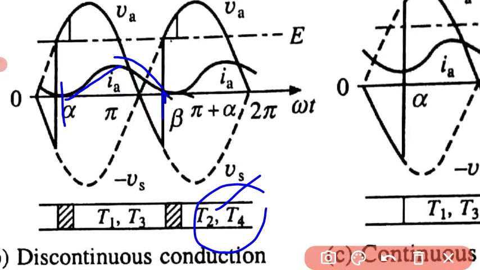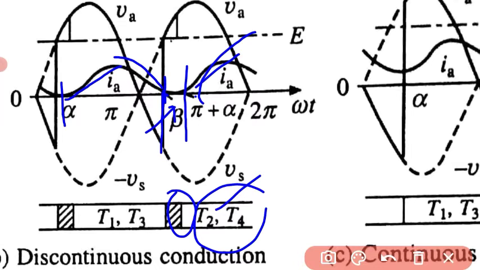Okay, and it will remain zero till this is done. You can see here, I will make a mark. If you are looking at this, the armature current is zero. Again, at any instant at this point, pi plus alpha, T2 and T4 are turned on. Then the current will again start increasing.